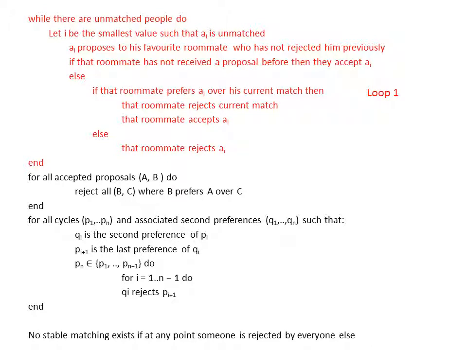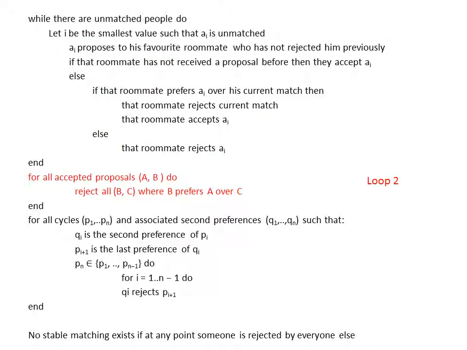So what does loop 1 of the algorithm do? It finds the first person in the set who currently is unmatched. It asks them to propose to their favourite roommate. If that roommate has not already received a proposal, they say yes. However, if they have received a proposal, they can do one of two things. If they prefer the proposal from A, then they reject their old proposer and accept A's new proposal. However, if they do not prefer the new proposer from A, then they reject A's proposal and A has to go to the next person on their preference list.